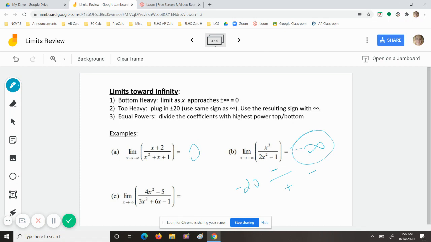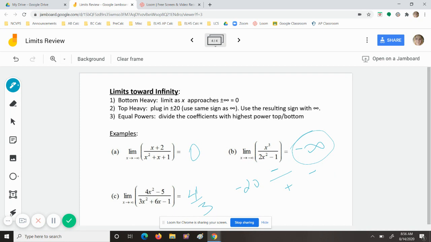And last problem here. Limit as x approaches infinity. We have equal powers. Highest power is 2, same in top and bottom. So we just divide the coefficients, which would be 4 over 3. Now notice we use the coefficients with those highest powers. So we're using the 4 and the 3 because those are the numbers with the x squared.